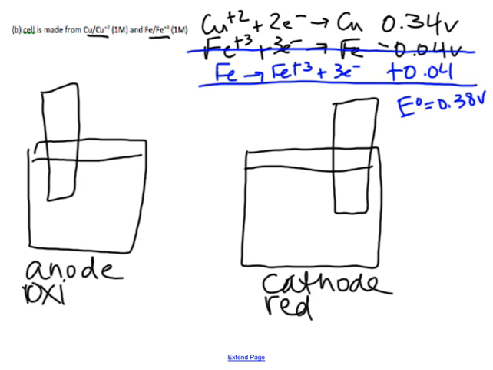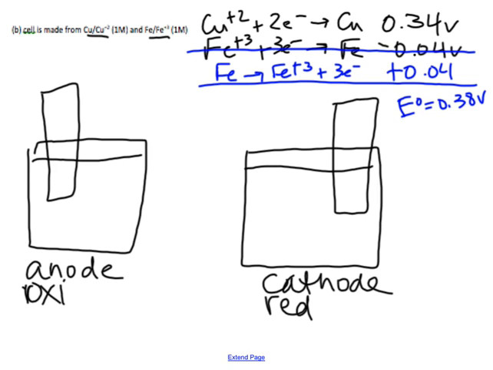Is that positive? Yeah, so that makes this spontaneous. Notice had I flipped that other one and made it the oxidation, I would have gotten a negative voltage. We didn't want that. We want this to be a spontaneous reaction. We want this battery to work. All right, so now that we know this, we can continue on with the problem.